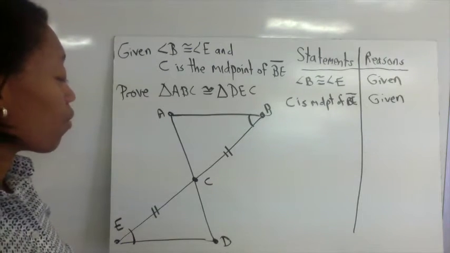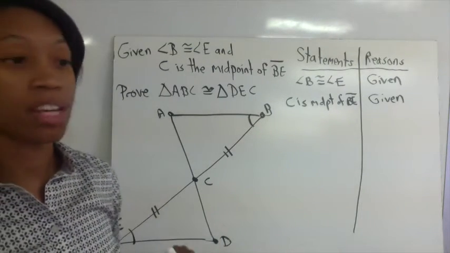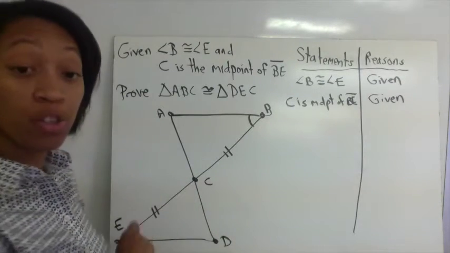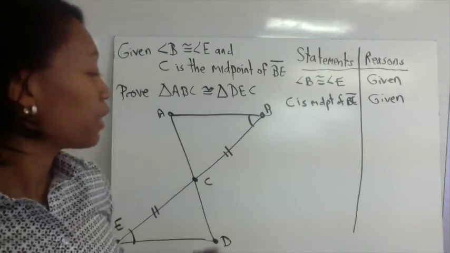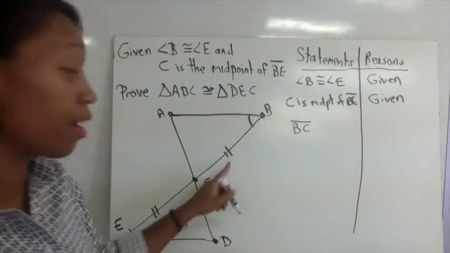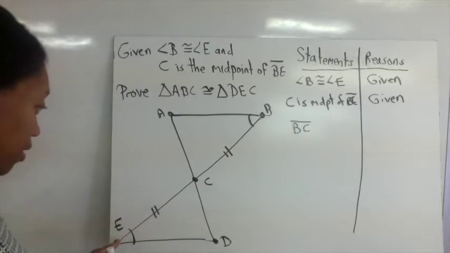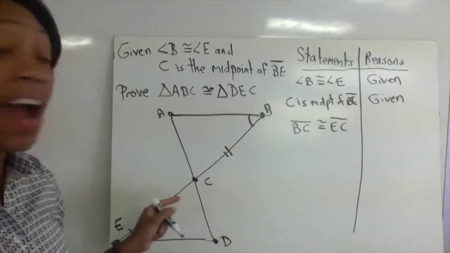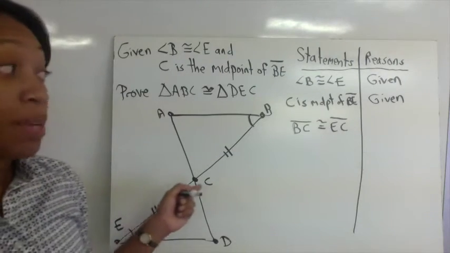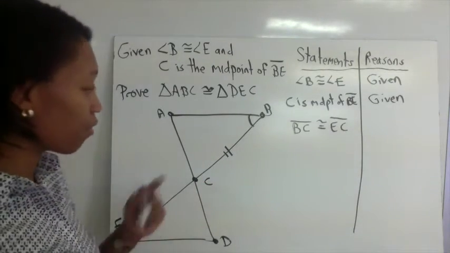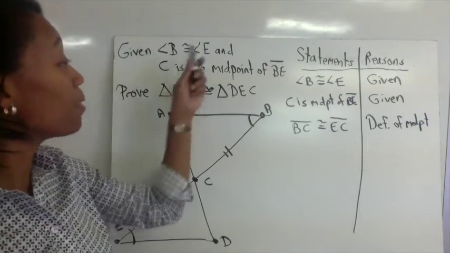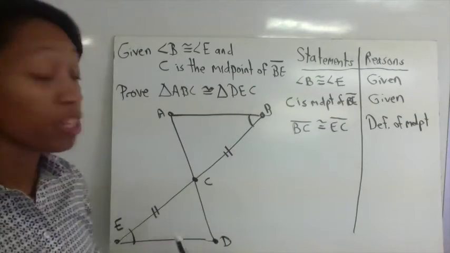So that is what we're going to need to say next in our statements. Since we were able to mark that in our picture, and we knew that those two pieces were equal, let's list it in our statements. We have this piece, B to C, being congruent to this piece, E to C. And how did we know that those two pieces were equal? Well, they were equal because of the midpoint. So this is definition of midpoint. Okay. So now I'm done with my givens, and I've marked them in the picture.